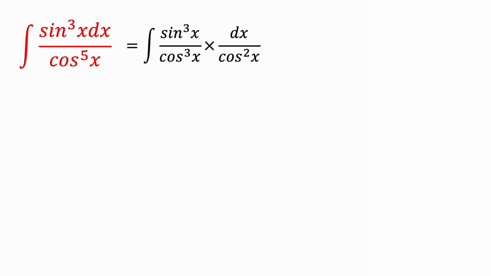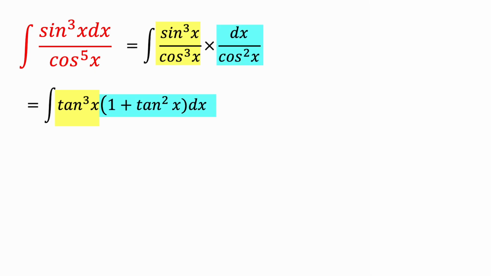We remember from childhood that sine divided by cosine is tangent. So what remained was the integral of tangent cubed times dx over cosine squared. 1 over cosine squared is familiar. What was 1 over cosine squared? Exactly. It became 1 plus tangent squared.